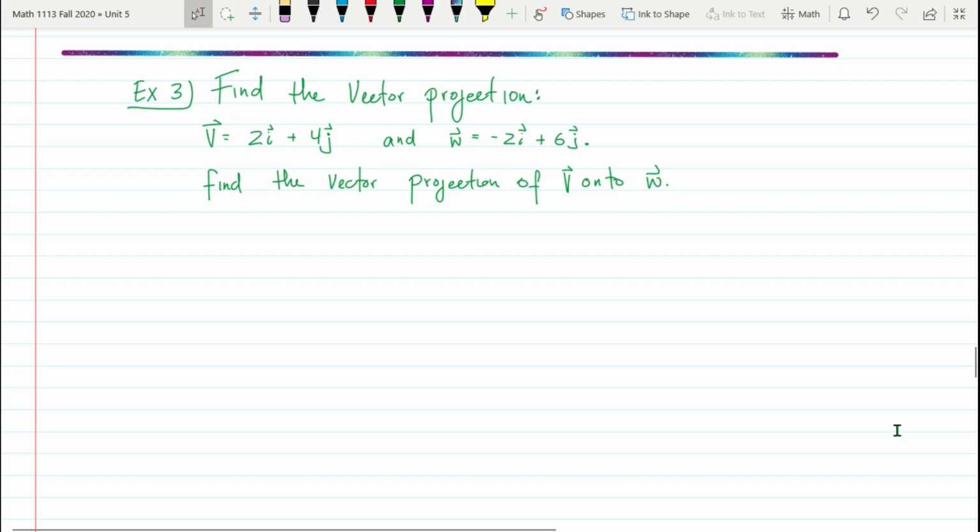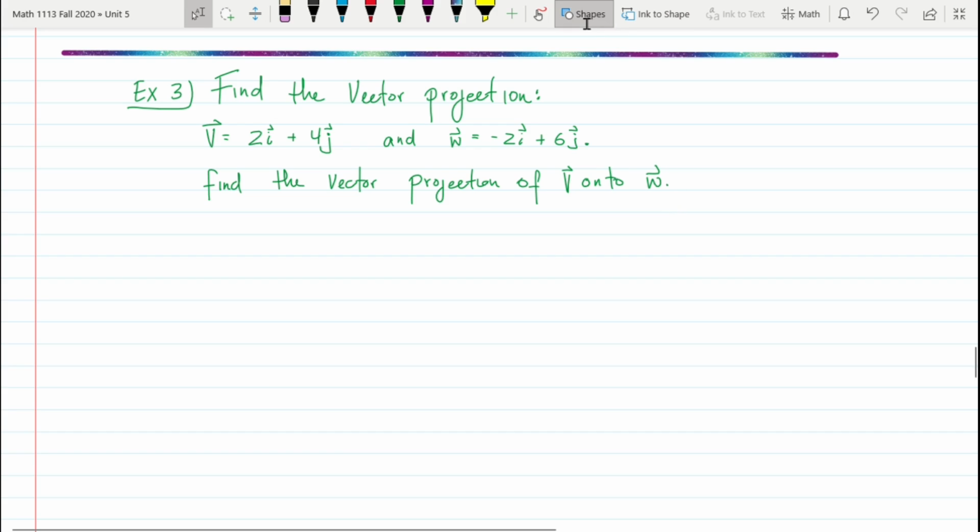So let's do one of these problems. We want to find the vector that is the projection of v onto w. The wording matters very much, because I'm looking for the shadow of v on top of the vector w. If it was the opposite direction, I would be looking for the shadow of w onto v. Whichever one comes first is the one casting the shadow on the other vector.